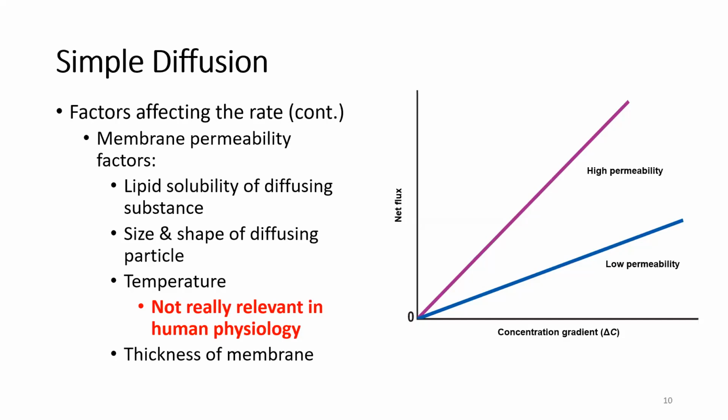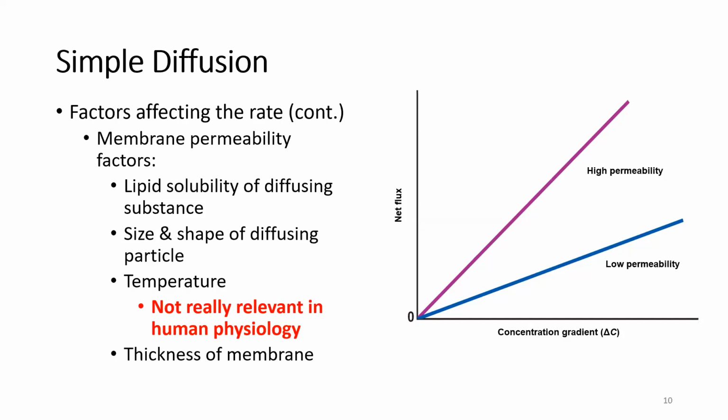If it's a fat soluble particle like cholesterol, like our steroid hormones are, even oxygen and carbon dioxide, these are nice lipid soluble particles that can go right through the membrane. If they're not lipid soluble, if they are hydrophilic or lipophobic, okay, if they're polar, they're not going to go through the membrane, and so that's going to affect the permeability there.